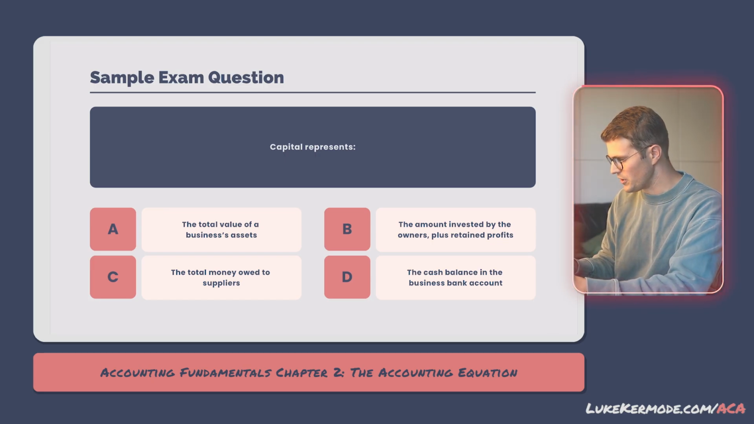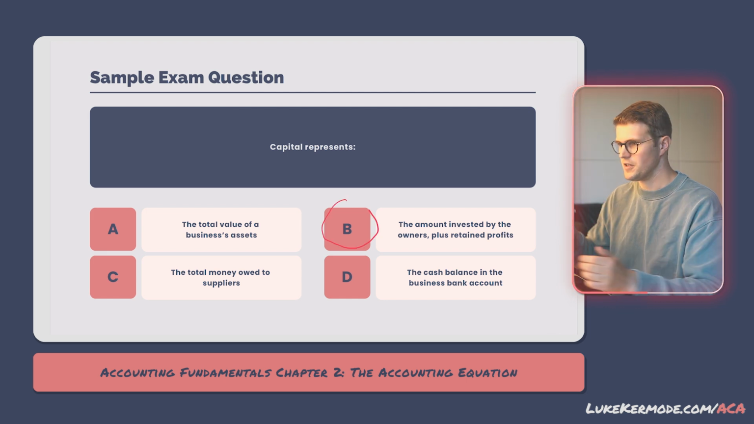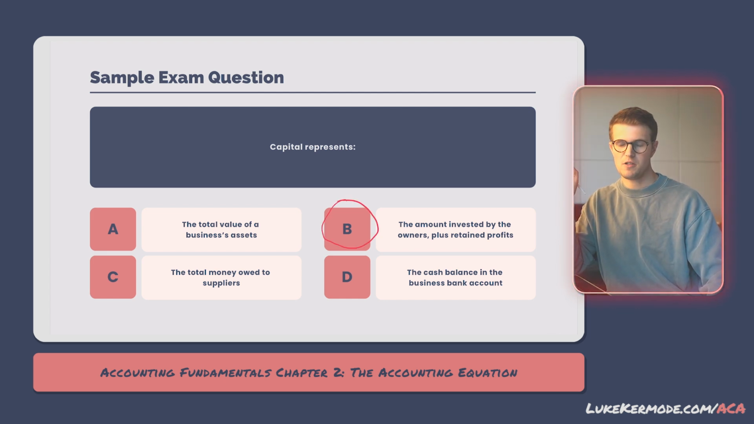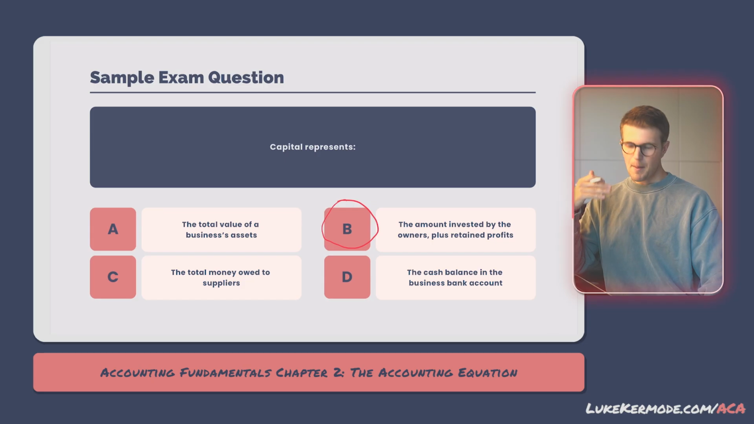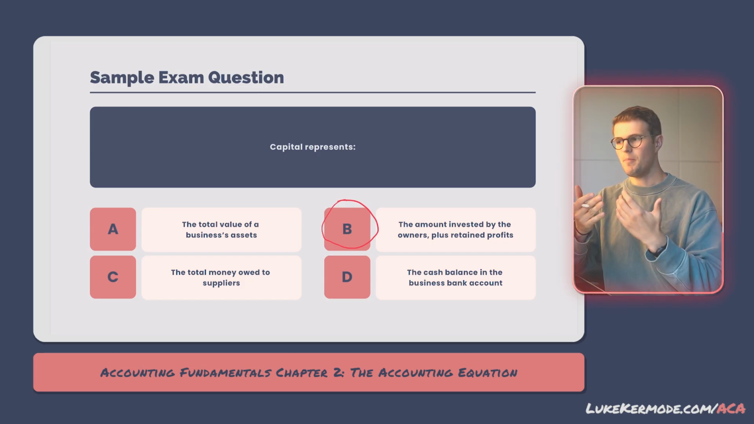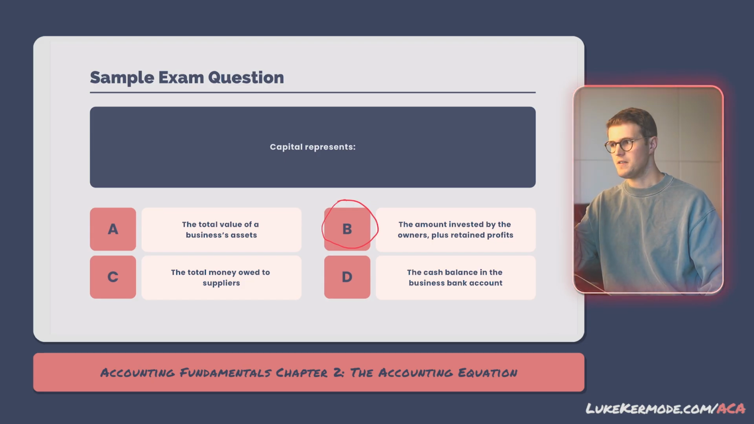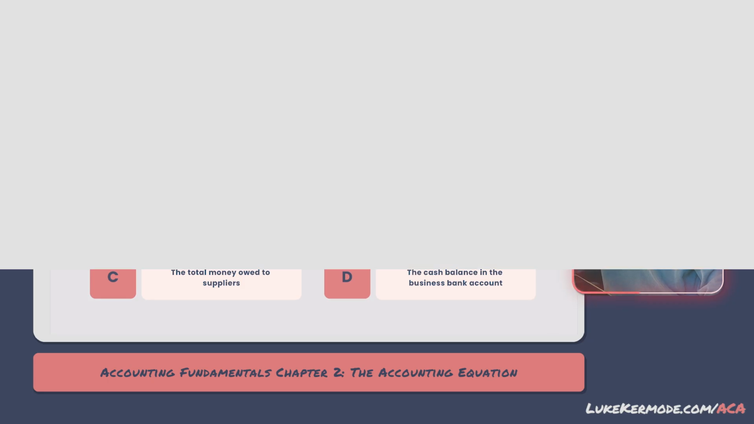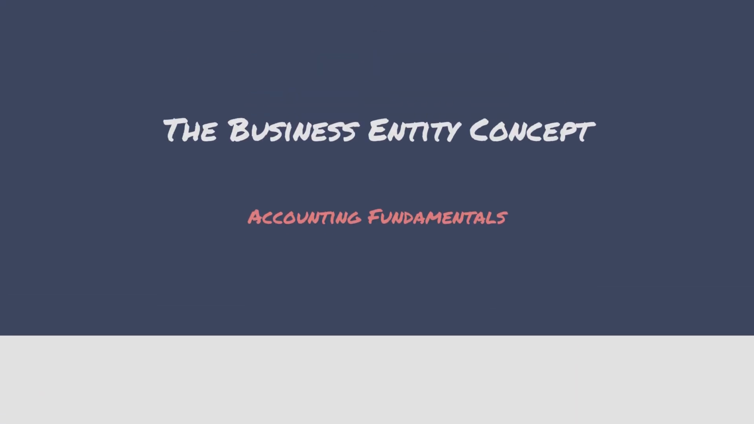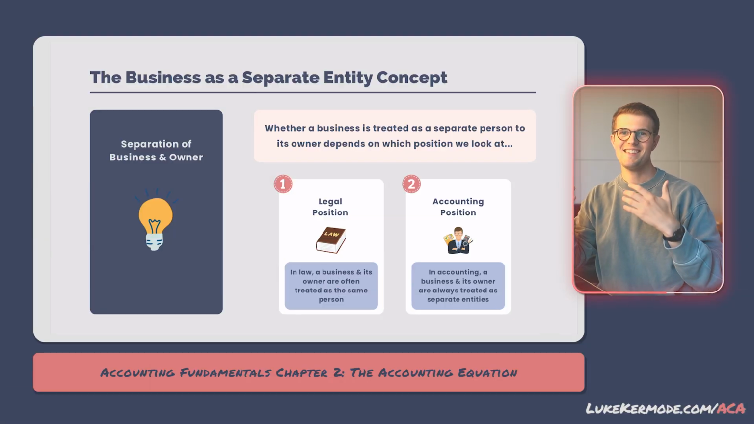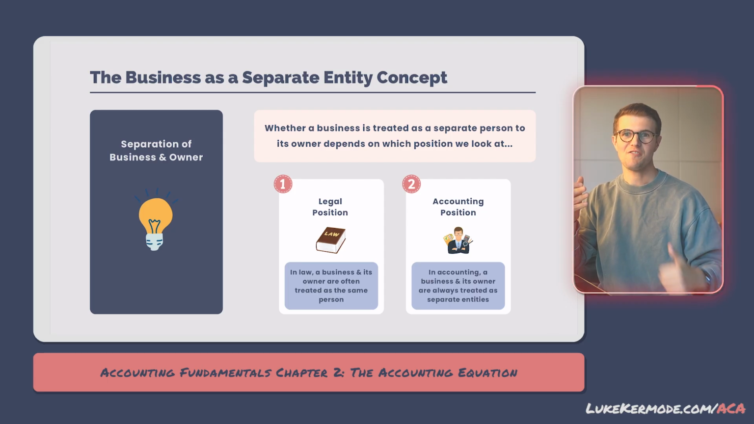So hopefully this one's quite straightforward. The correct answer is B, the amount invested by the owners plus retained profits. Capital reflects the owner's claim on the business. It's what they've put in plus any profits that have been accrued by the business. When we prepare financial accounts for a business, there's an important principle we always follow.